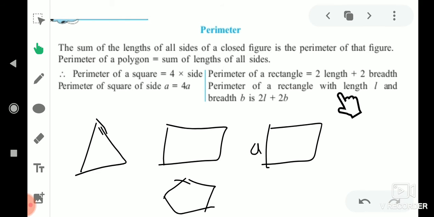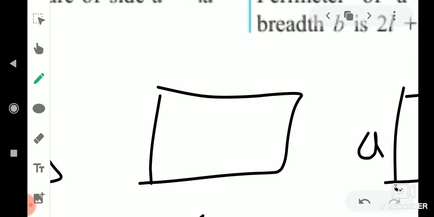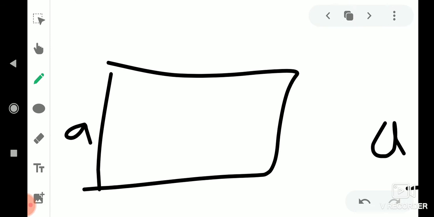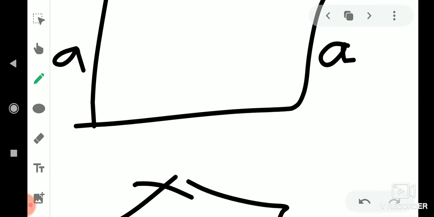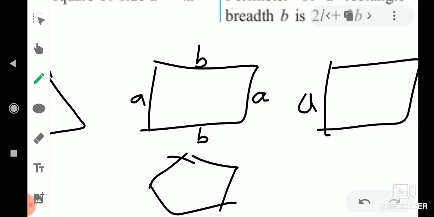Now perimeter of the rectangle. We know that for a rectangle, the opposite sides are of equal length. So suppose if this is a rectangle and this side is A, then this side will automatically be A because opposite sides are of equal length. And suppose this side is B, then automatically this side will also be equal to B. Then the perimeter of this rectangle will be A plus B plus A plus B, that is 2A plus 2B.